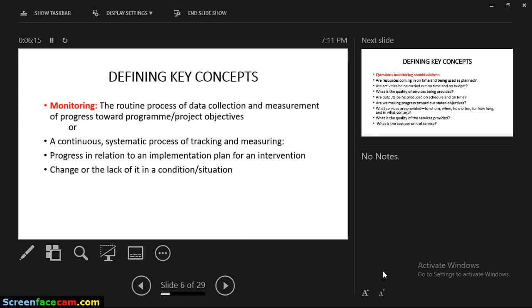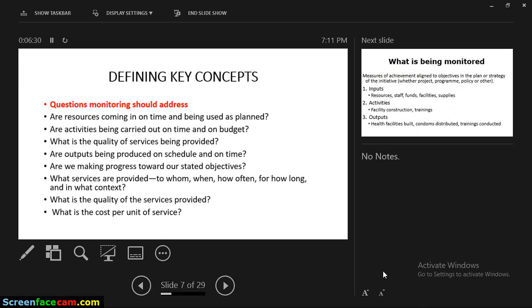So that's monitoring. I believe that we discussed this yesterday, that monitoring just entails the routine collection of data about whatever that we are doing. Then there is a full definition of what monitoring is. Then we went a little bit in details just to look at some of the questions that can be used for you to track whatever that you are doing.